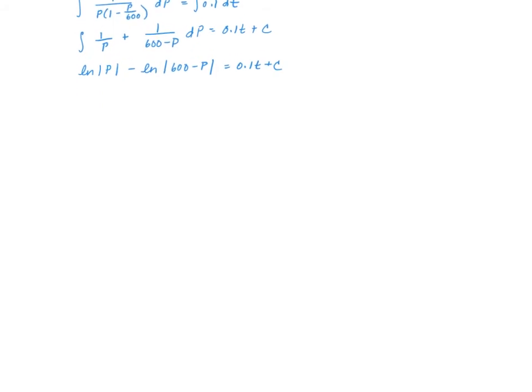And now I'm subtracting, same base with the natural logs on the left. I can actually write this as the natural log of absolute value of p over 600 minus p. And again, I'm just keeping the absolute values on. Okay, so I'm supposed to be solving for p. If I exponentiate both sides, that'll get rid of my natural log, and I'll have absolute value of p over 600 minus p is equal to e to the 0.1 t plus c. And now remember what we can do here. When you're adding exponents algebraically, this is e to the 0.1 t times e to the c.